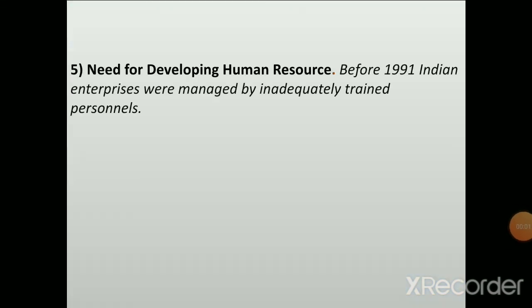Next is need for developing human resources. So before 1991, Indian enterprises were managed by adequately trained personnel, but in new market conditions, it requires people with higher competence, skills and training. Therefore, the Indian companies felt the need to develop their human skills.